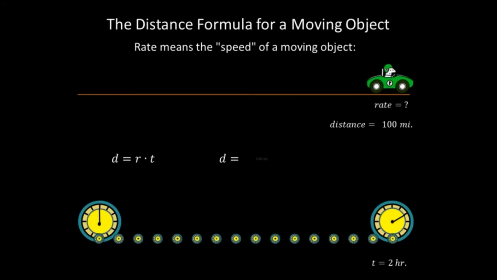Our d is equal to 100 miles, our distance. Our time is equal to 2 hours. We need to use this information to find r, the rate.